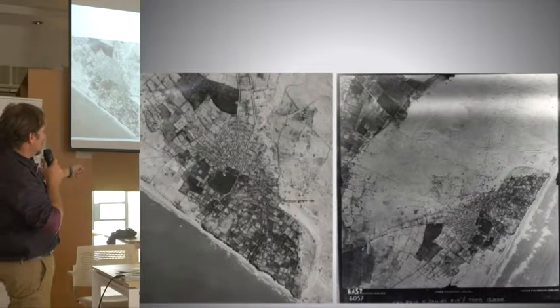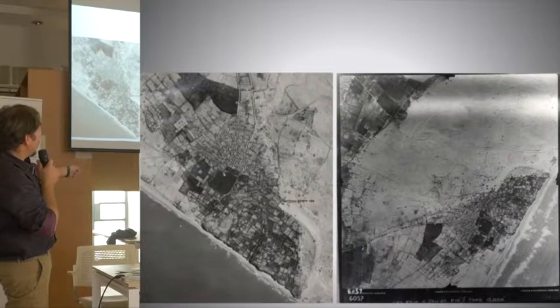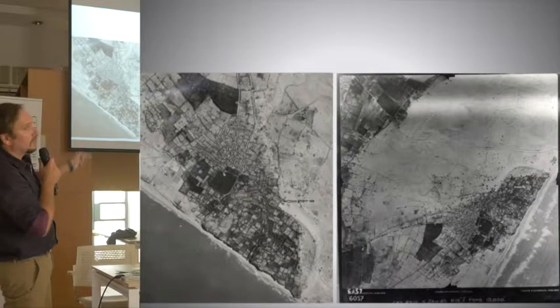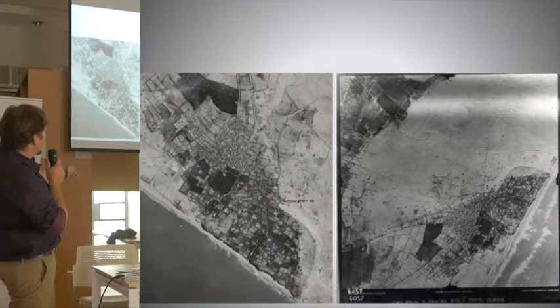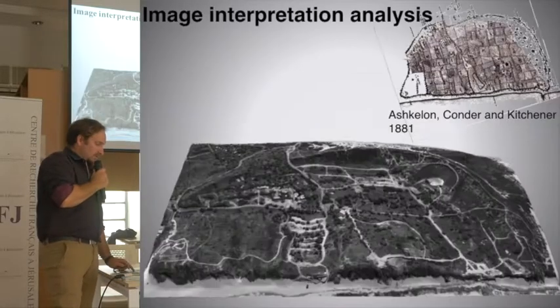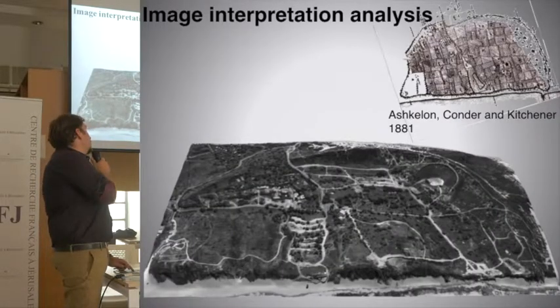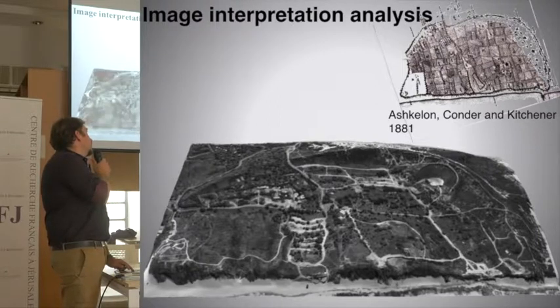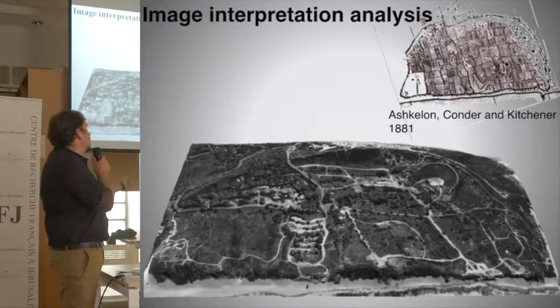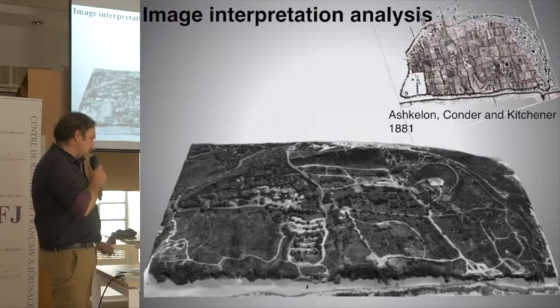Look at those two aerial photographs. We have sand coming from the sea through a valley which is 400 meters from the site. It's coming in and it's all stopping at the gate. You see the movement of sand? Here are a few more examples. This is a photograph from about 20 years ago, from the 1980s, looking into the tell from the sea. And this is from 1945. You can see the sands coming from the south.